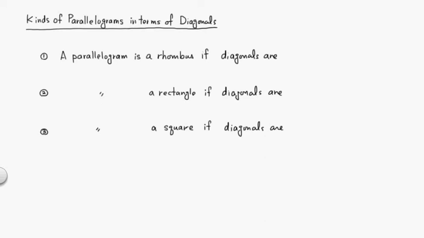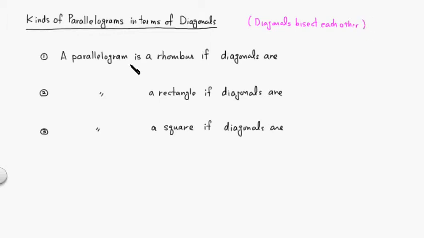Alright, let's look at the kinds of parallelograms in terms of diagonals. Remember that if you have a parallelogram, its diagonals bisect each other.